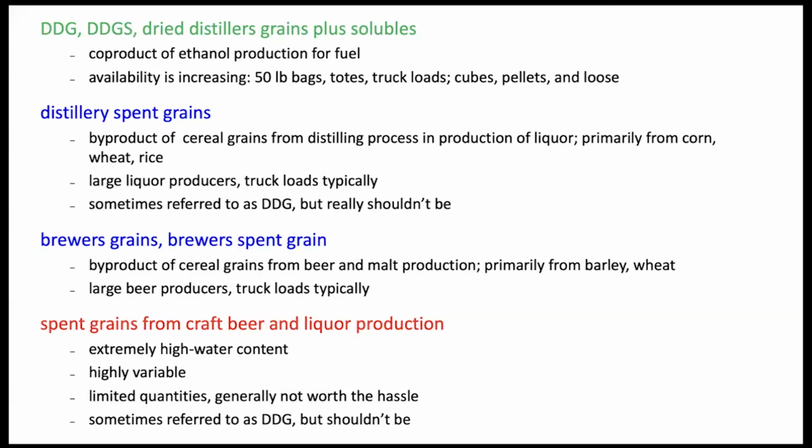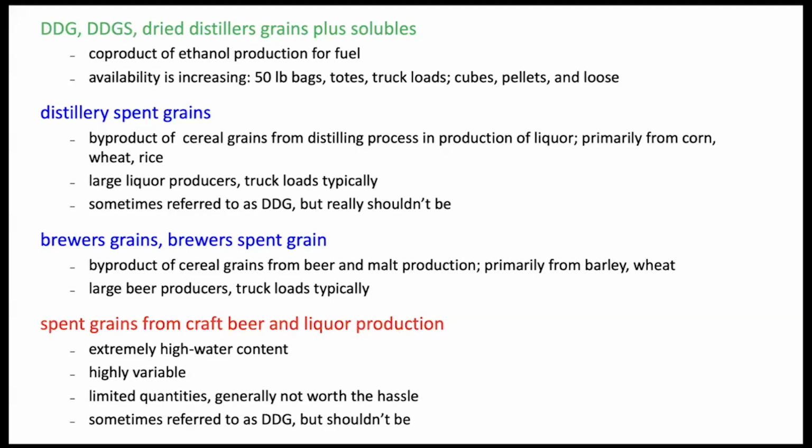Then there's what I would refer to as distillers spent grains. This is a byproduct of cereal grains coming from the distilling process in the production of liquor for human consumption, and that's primarily going to be from corn, it could be wheat or rice as well. This is coming from very large commercial producers. These are going to be in truckload lots, so we're talking 48 to 50,000 pounds. Sometimes it gets referred to as distillers grains. It really shouldn't. It's not going to be a feedstuff for most producers because of the water content and how quickly you need to feed it, but it does work really well in feedlot and dairy rations at times.